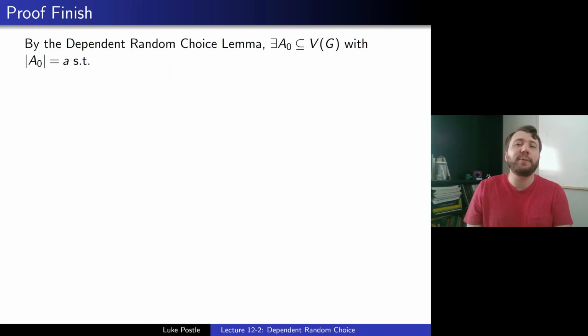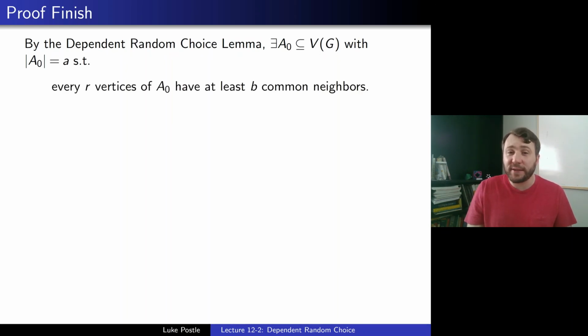By the dependent random choice lemma then, now it holds, there exists an A0 subset of V of G, with A0 being of size a. Technically I stated it as being greater than or equal to a, but you could just pick a subset of that size, such that every r vertices of A0 have at least b common neighbors, right? So there was a large subset where every r vertices had many common neighbors, so here b.